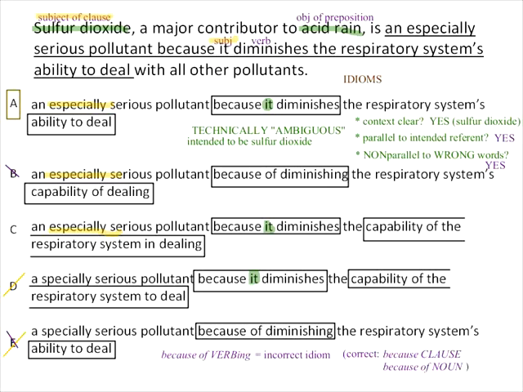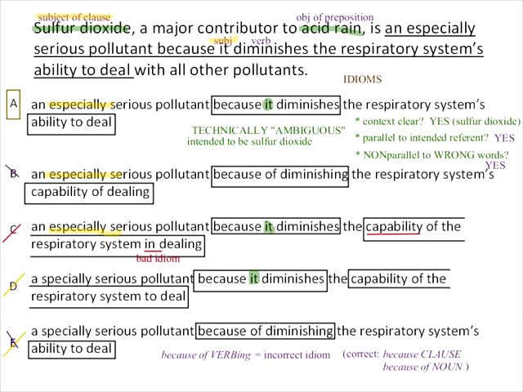The other idioms: "capability of dealing." I'm not sure on that one. I actually don't 100% know whether this is right or wrong. "Ability to deal" is definitely correct. "Capability in dealing" is definitely incorrect. You can't pair "capability" with "in." Again, it's another one of those things where the idiom rules just because it does. So this is a bad idiom, and that's enough reason to rule that out.